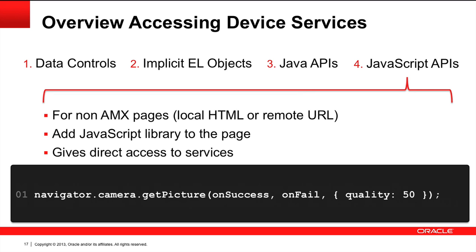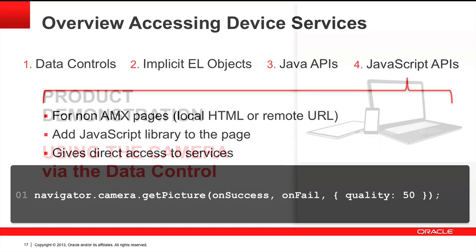So in the example of code down here, we can see we've got access to a navigator camera object where we're calling getPicture, and we're passing in a bunch of parameters. What to do on success, what to do on failure, and parameters about the quality of the pictures and so on. Again, we'll look at that in a little bit more detail as we go through this presentation.